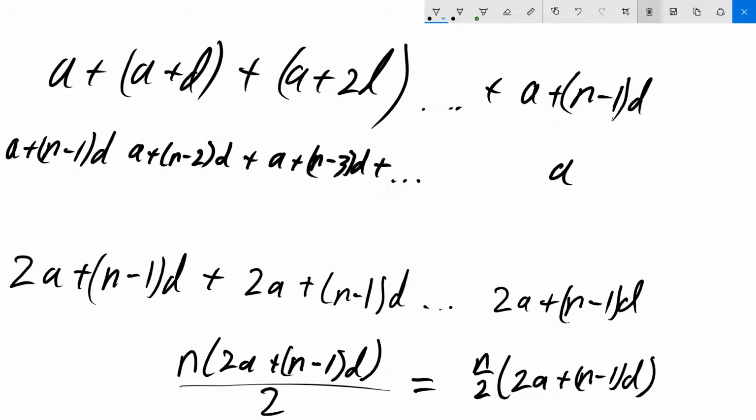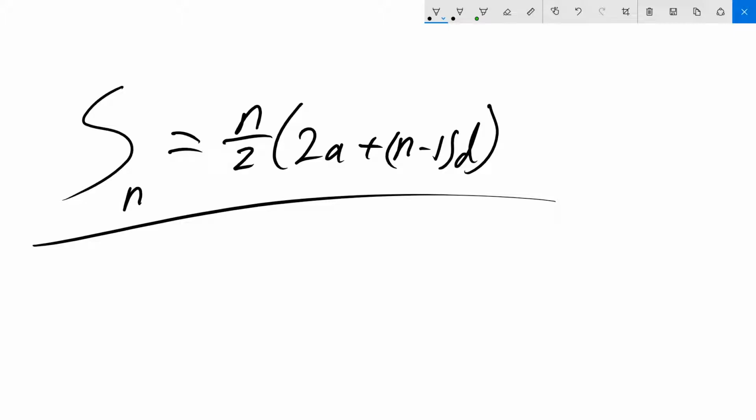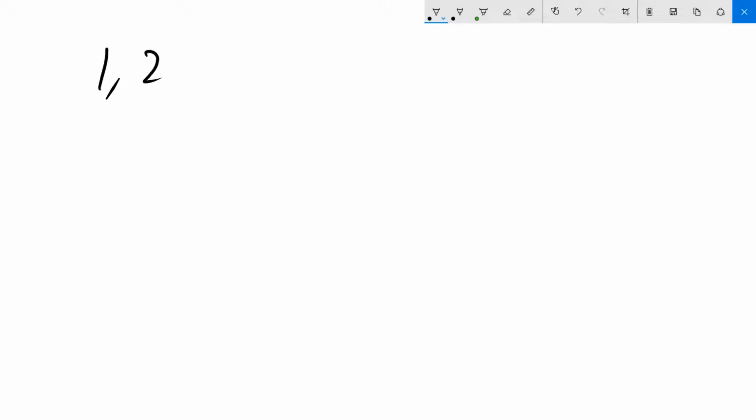So our formula for series S_n of an arithmetic series is the number of terms divided by 2, times 2 times the starting term plus the number of terms minus 1 times the common difference, and that's our series calculation. So going back to our original problem, 1, 2, 3, 4, and so on up to 10, and we want to sum all of this up.